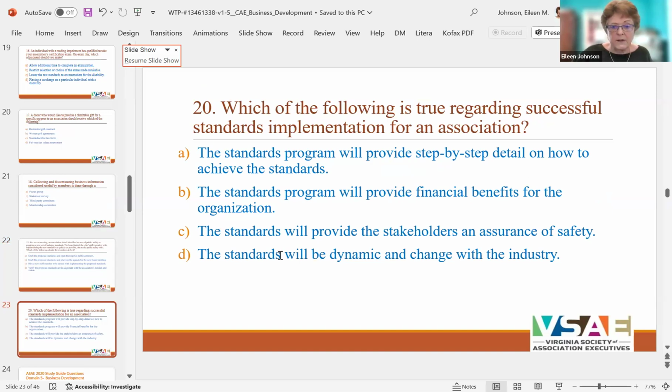Talk about standards. Which of the following is true regarding successful standards implementation for an association? A, the standards program will provide step-by-step detail on how to achieve the standards. B, the standards program will provide financial benefits for the organization. C, the standards will provide the stakeholders an assurance of safety. D, the standards will be dynamic and change with the industry. True regarding successful standards implementation.